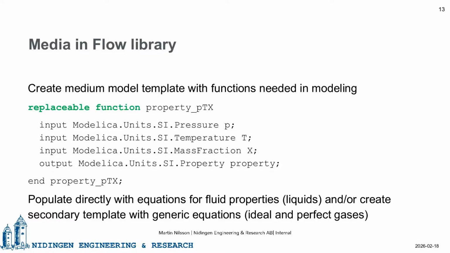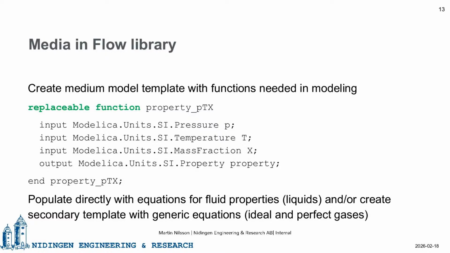The media model is written according to this principle. We created first a template, and all functions have a name like property, underscore, and these are the input variables. And for the flow library, we take pressure, temperature, and the variable x as input. If we use them or not, that's really not the question here. That's what each function needs to work. And then we create a template, and then we extend that template.